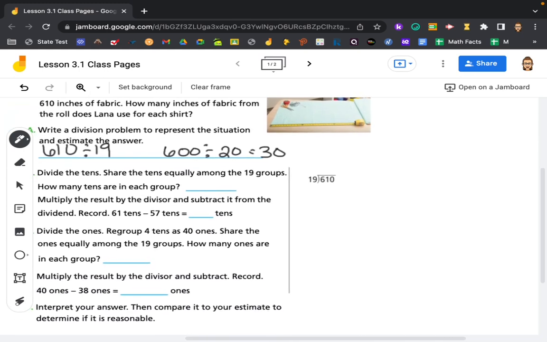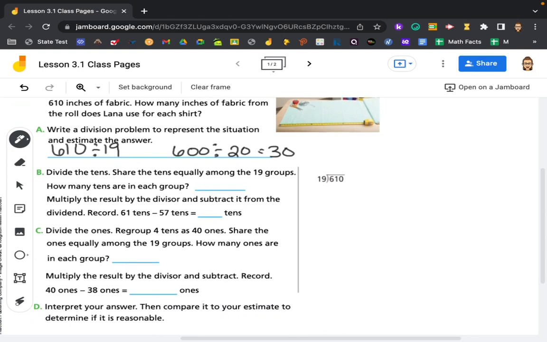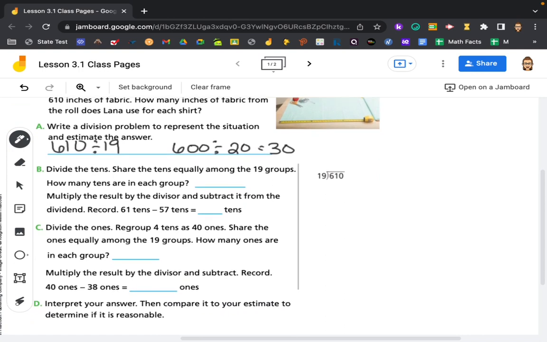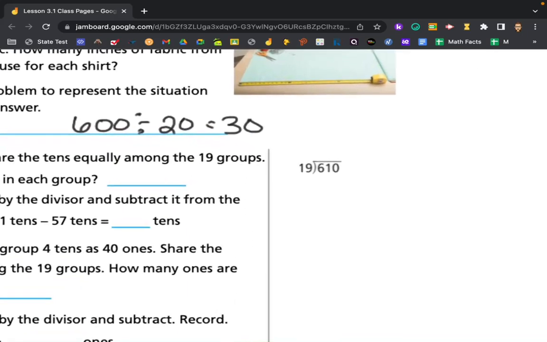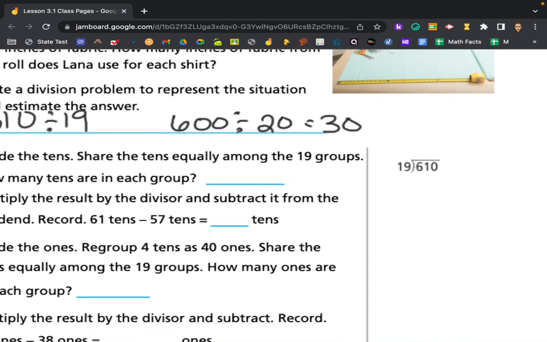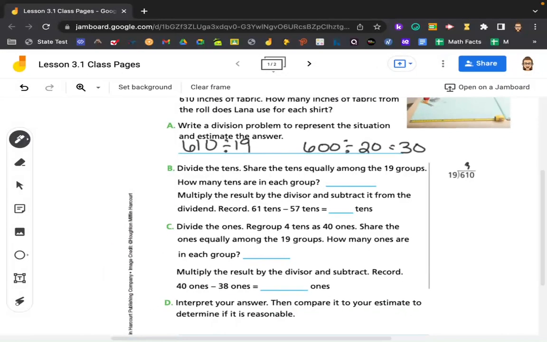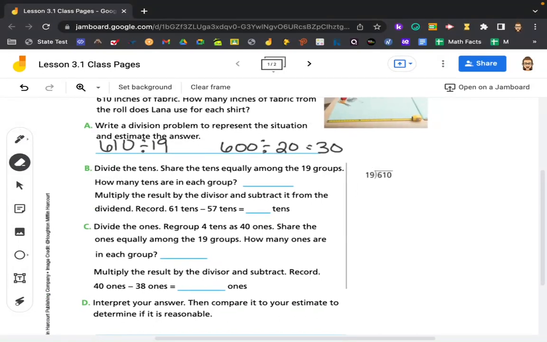divide the tens. Share the tens equally among 19 groups. How many tens are in each group? Well, we can do 19 into 61 or 20 into 60 3 times. And so there are 3 tens in each group.